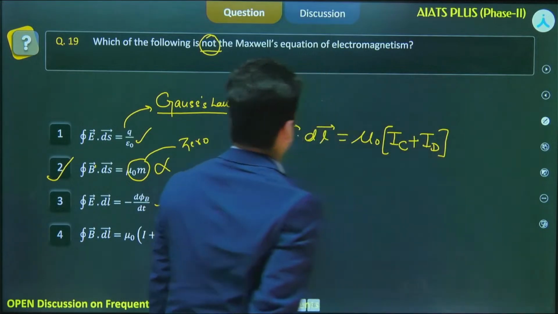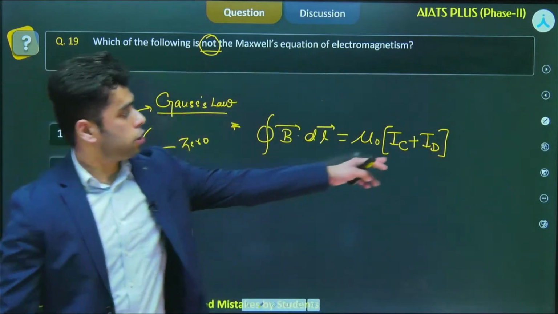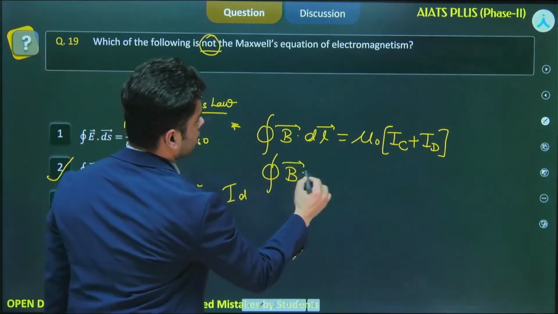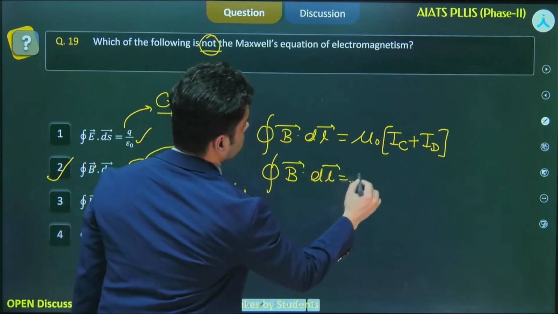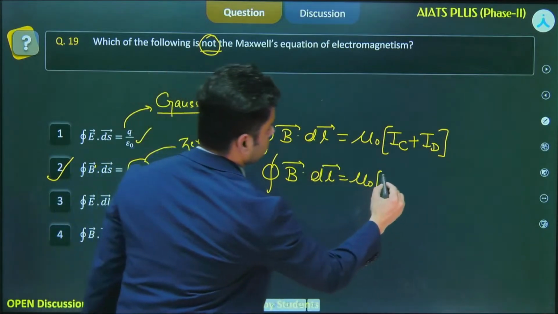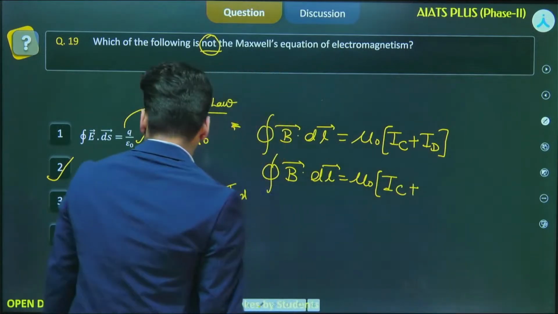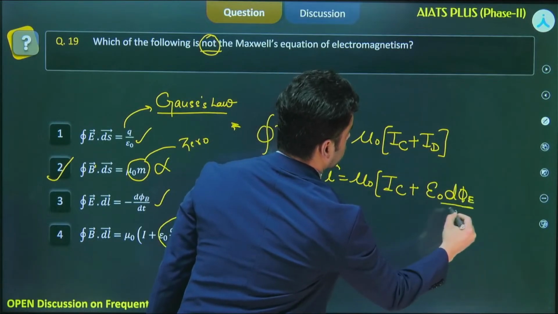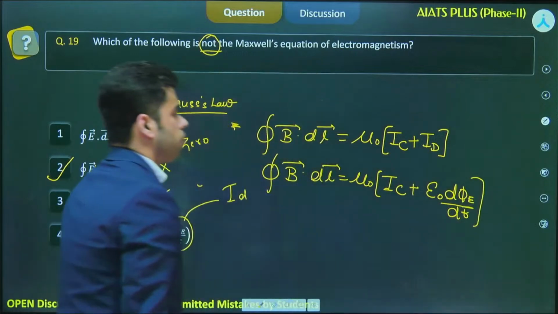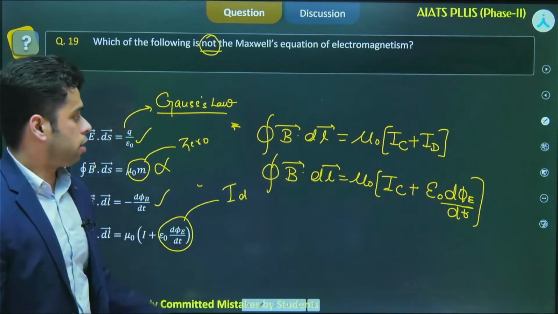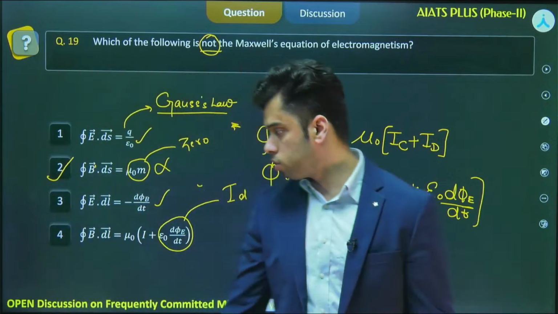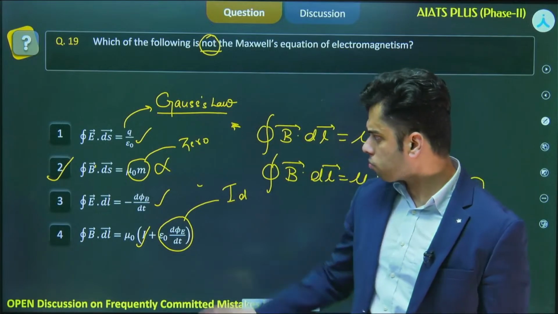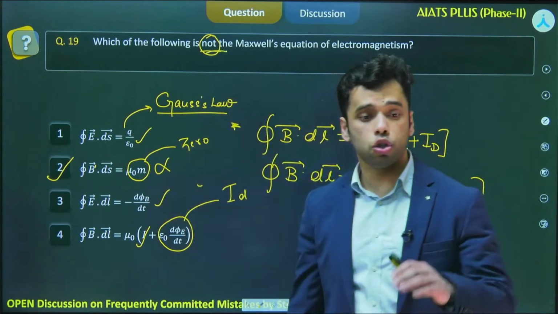IC plus ID. So this one is the conduction current, and this one is the displacement current. It can also be written as B dot dl equal to mu naught times IC plus epsilon naught d phi E by dt. That's how you can also write it. So the modified Ampere-Maxwell law is what I have written on the board. So this one also seems to be correct. So this cannot be our correct answer. So the correct answer to this problem should be option 2, because we need to pick which is not the equation, right?